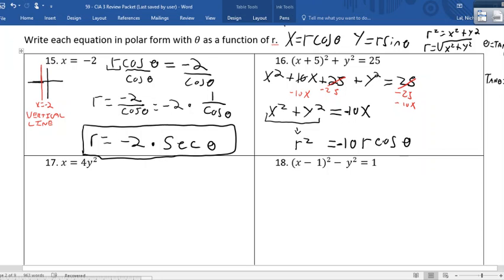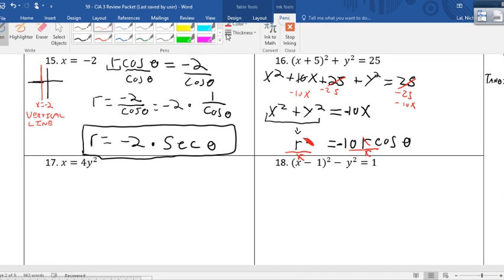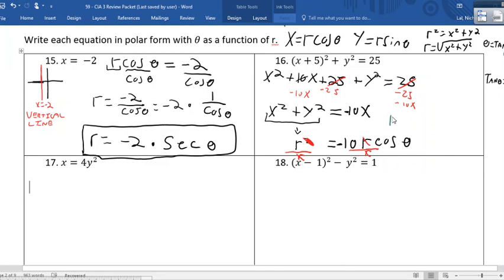And the one last thing we can do is divide each side by r. So we can divide the right side by r, the left side by r, and the r's are going to cancel out. That's going to cancel out one of the r's because that's r times r. And our final polar equation will be r is equal to negative 10 times the cosine of theta. And if you have time, try graphing that in your calculator. That will show you a circle with a center of negative 5, 0, and a radius of 5.